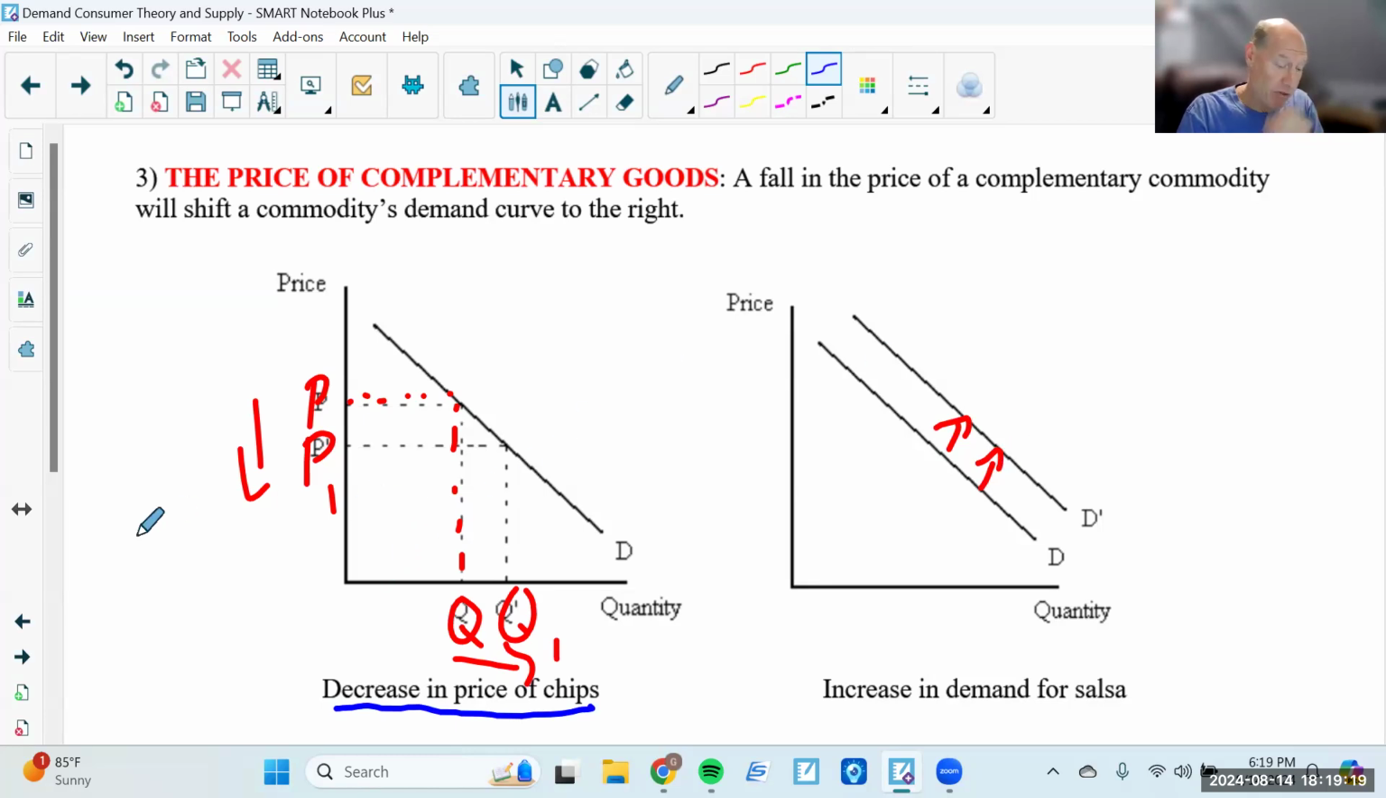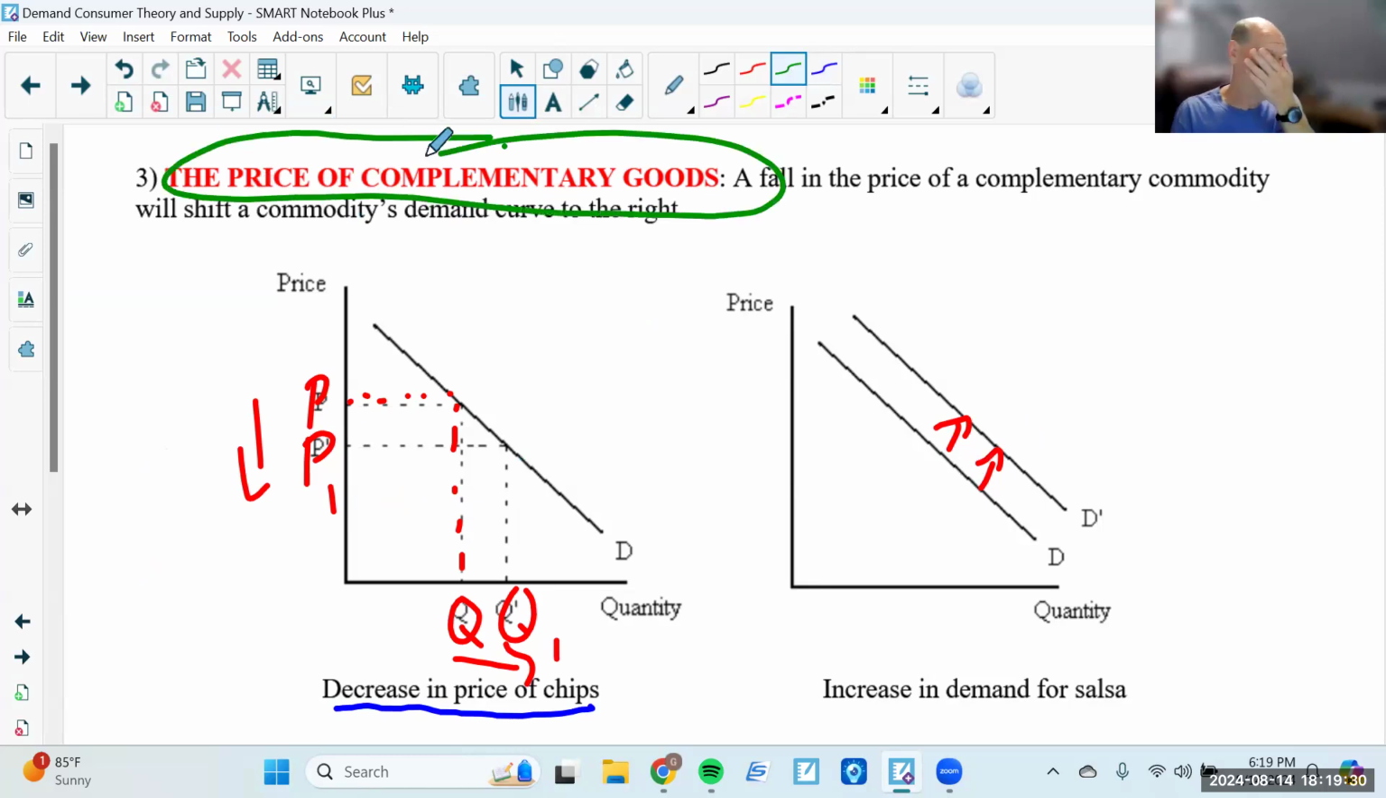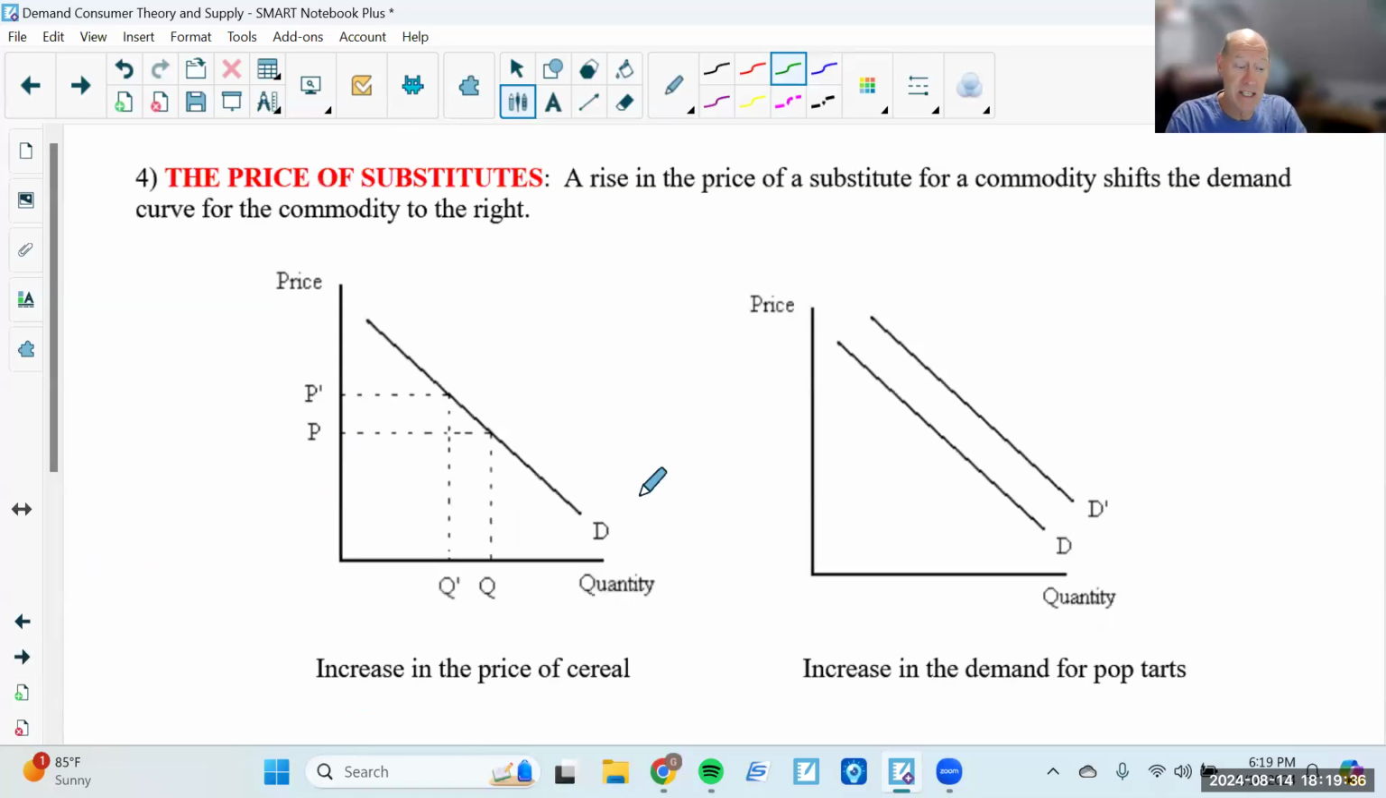And of course, this would work the other way. If the price of chips had gone up, then the demand for salsa would have decreased. I always tell students, when you get to the price of a complementary good, picture yourself in the grocery store shopping for those two products, and you'll always get it right.